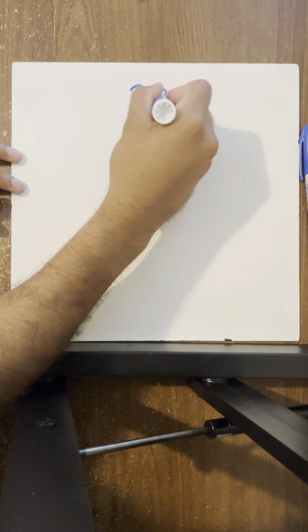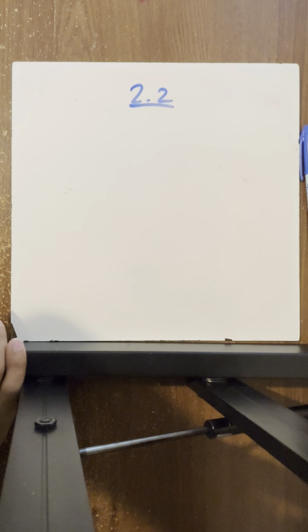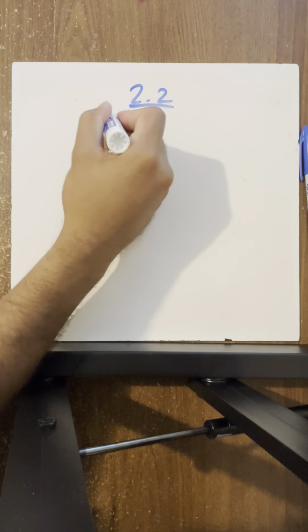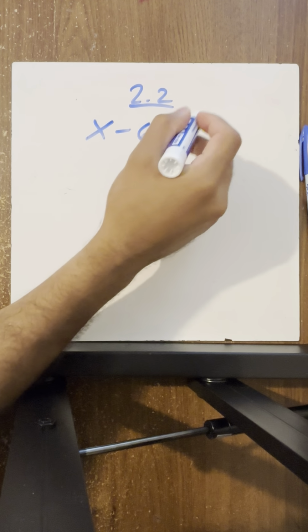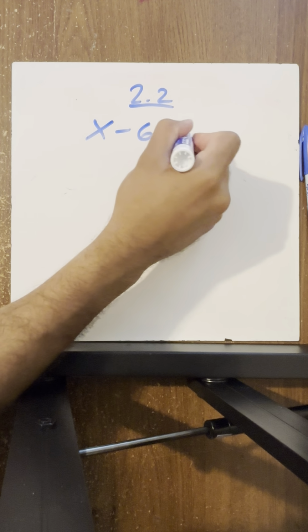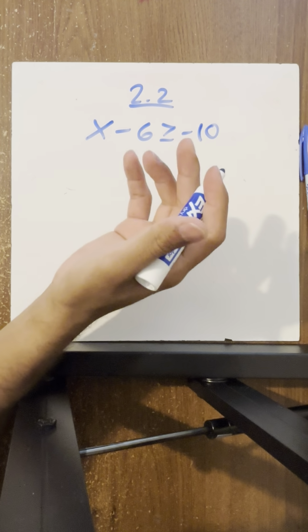Alright, let's go and take a look at lesson 2.2. Lesson 2.2 is all about adding and subtracting inequalities. So, for example, if we see a question that says x minus 6 being greater than or equal to negative 10, how do we solve this?